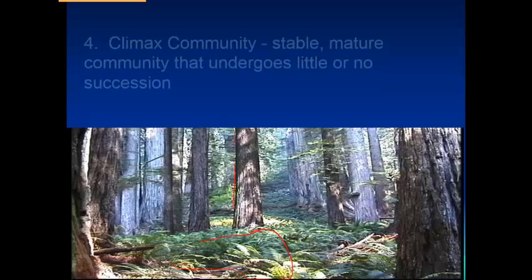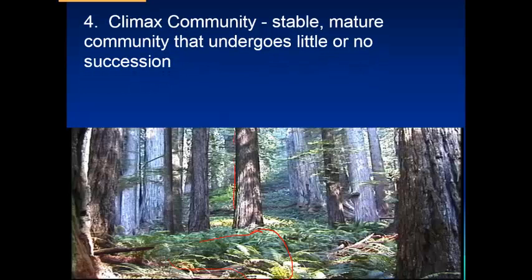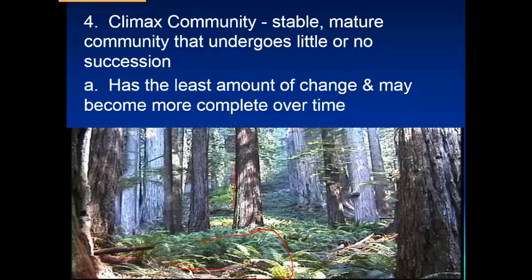You want a very stable, mature community. When you've reached what's called a climax community, then you are very stable. There's going to be little to no succession happening at this point. It's reached the pinnacle. It's at its best. So unless another natural disaster comes in and hurts this climax community, this is pretty much as good as it gets. This one has the least amount of change. It's also taken the most time to develop, because this is, again, at the end of the journey.